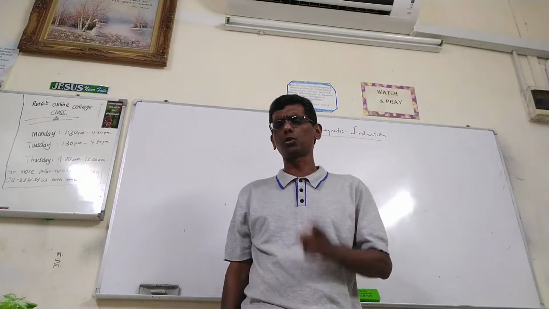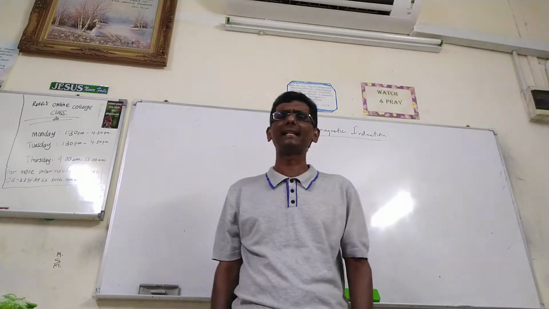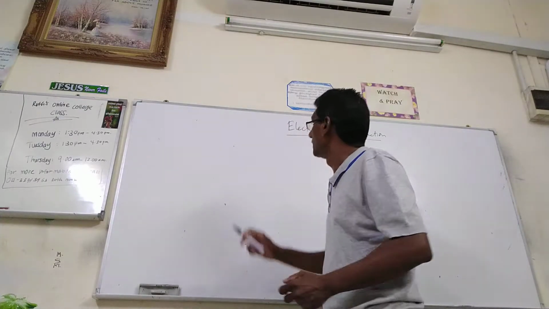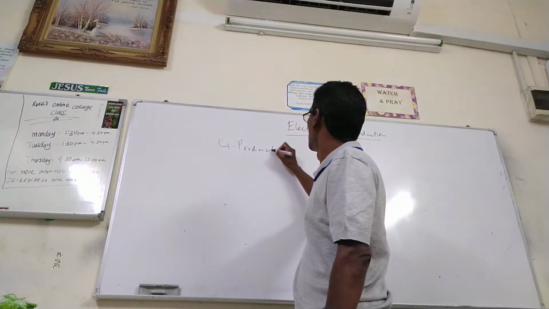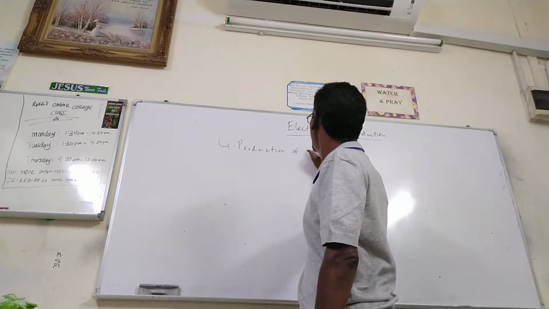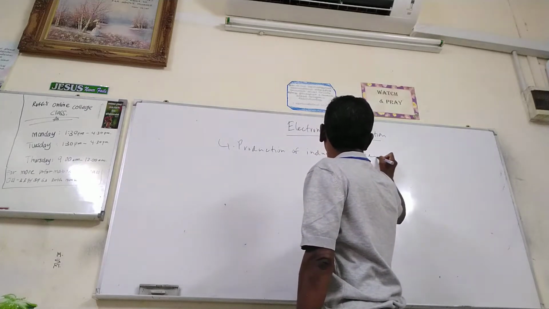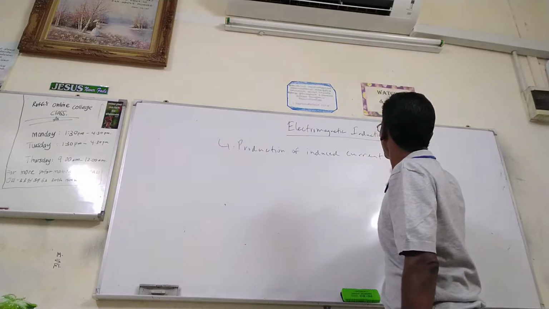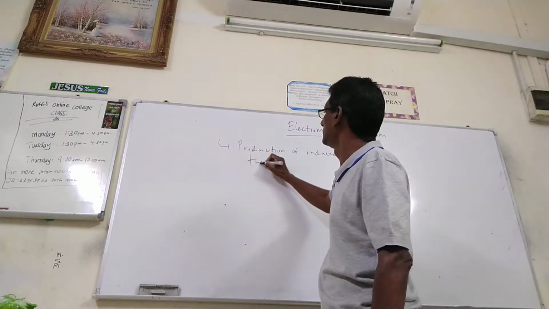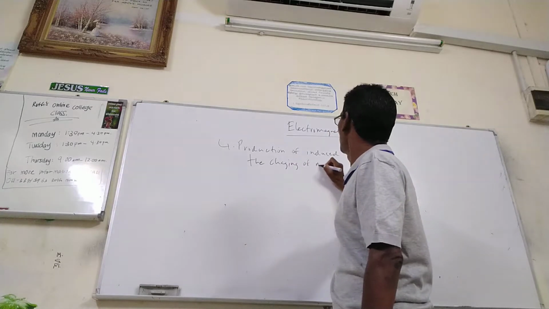Okay, electromagnetic induction. What does electromagnetic induction mean? It is the production of induced current by the changing of magnetic field.